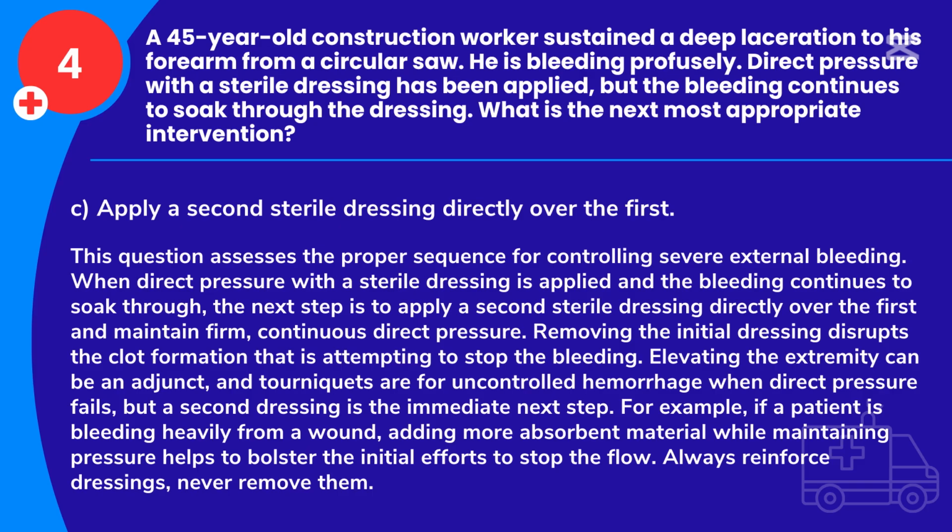Elevating the extremity can be an adjunct, and tourniquets are for uncontrolled hemorrhage when direct pressure fails, but a second dressing is the immediate next step. For example, if a patient is bleeding heavily from a wound, adding more absorbent material while maintaining pressure helps to bolster the initial efforts to stop the flow. Always reinforce dressings, never remove them.